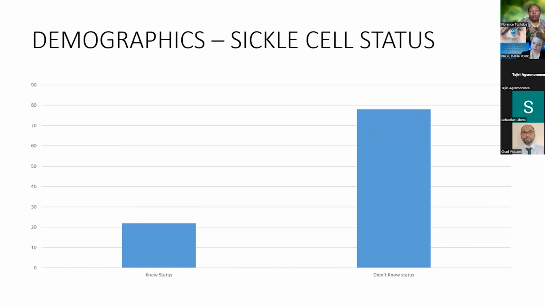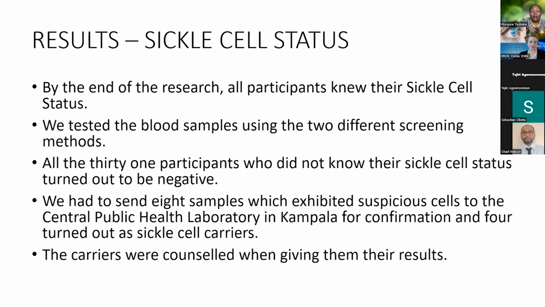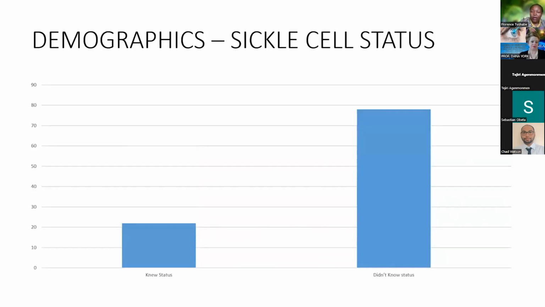As I said, most of the people knew their sickle cell status because we got them from the hospitals. But a few whom we had on campus did not know their sickle cell status. For those, we used the 2 screening methods. If both found that they were negative, we told them they're negative. When one gave a positive and one gave a negative, we sent them to the lab in Kampala for confirmation tests. Of the 8 samples that we sent to Kampala, 4 came back as carriers, and the other 4 were negative.